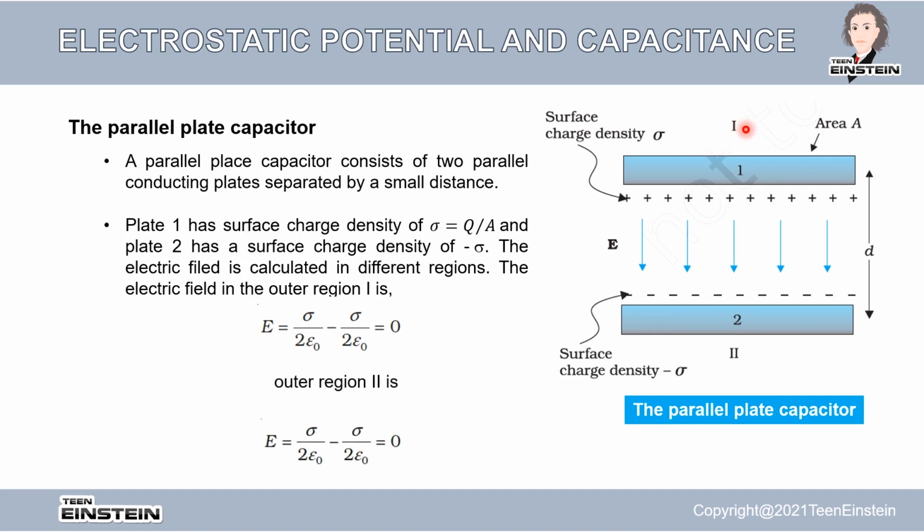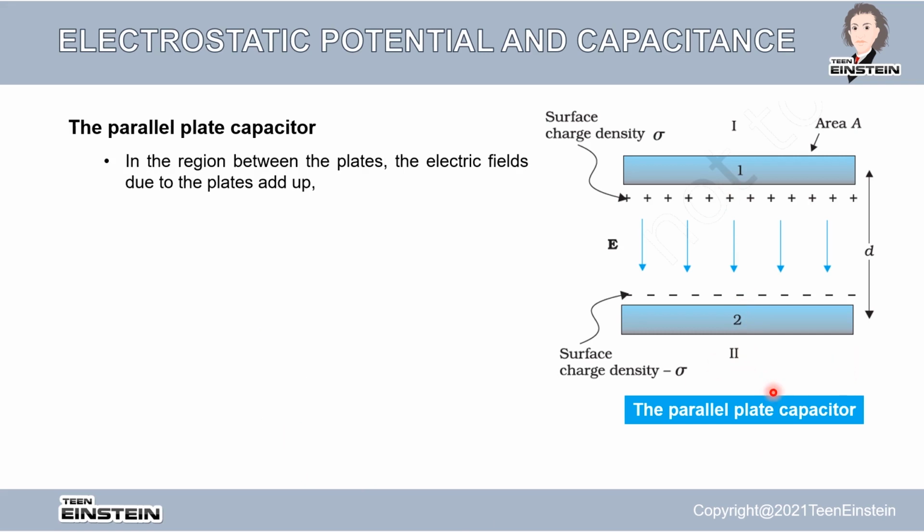Now similarly, we will take region 2. In region 2, the electric field coming from plate 2 is going upward because it goes towards the plate, and for plate 1 it is going downward because it goes away from the plate. So again, they cancel each other. So we can say that the electric field in region 2 is also equal to 0.